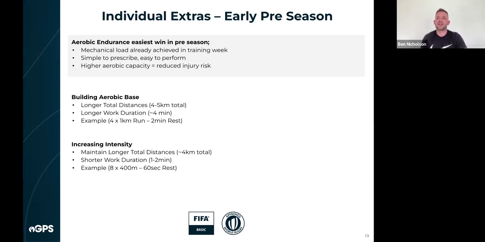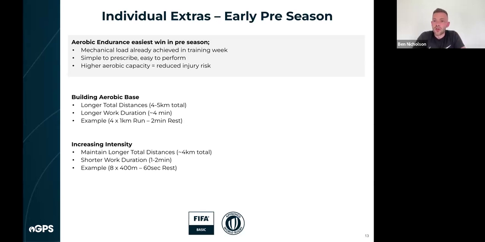So for the sessions that the players are going to do away from training, if we can make it really, really easy, take the thinking out of it, it could be something as simple as putting a bit of a framework down. If we're trying to build that aerobic base, we're looking at a longer total distance for the entire session, maybe between 4 and 5K. Again, if they do 3 or 6, they're not going to be unconditioned or break down injured, but it's a nice place to start.